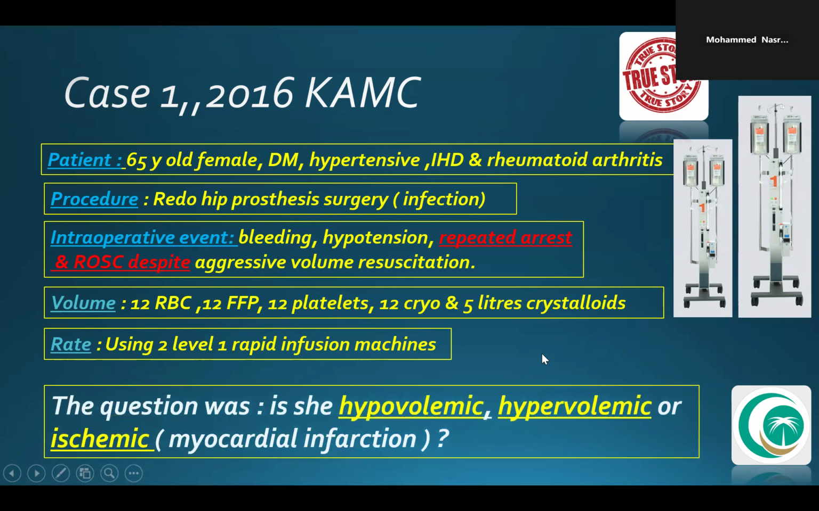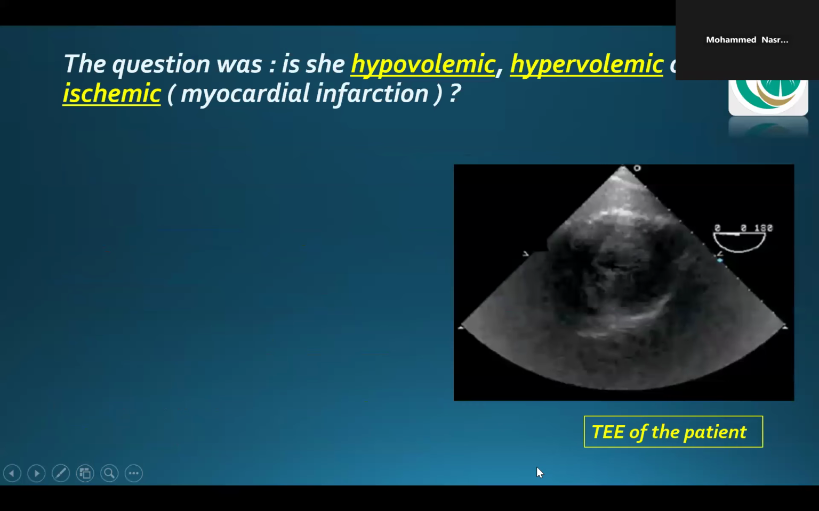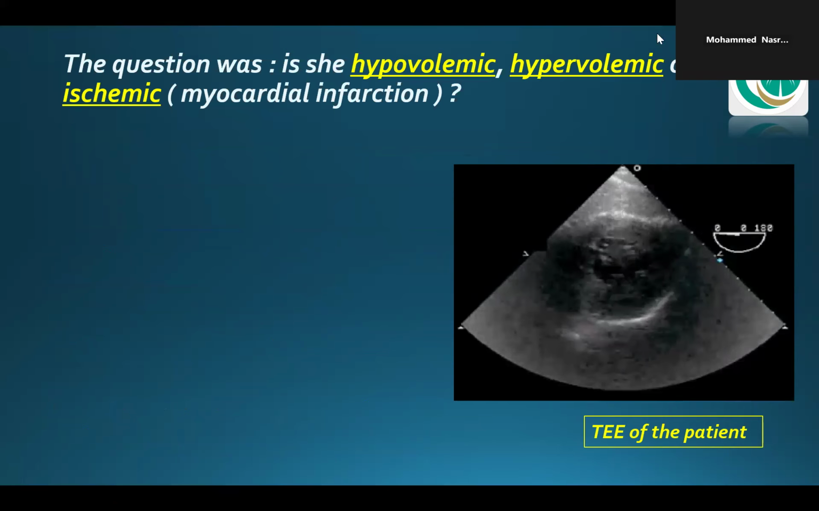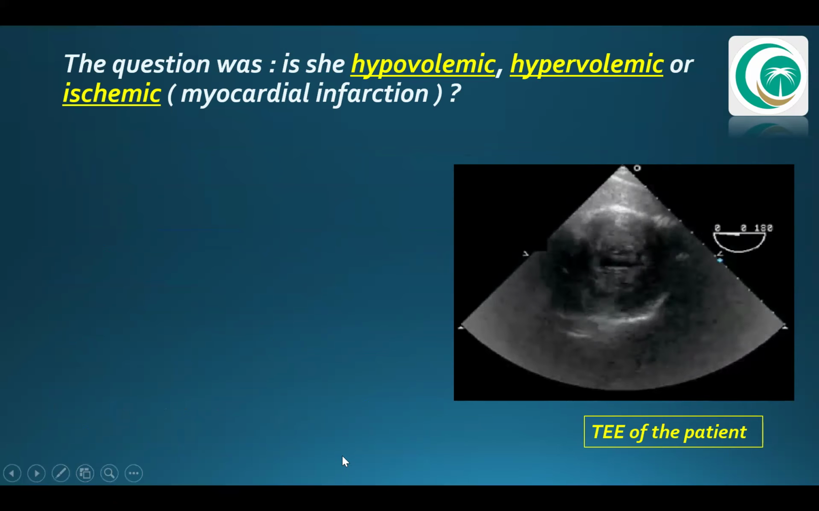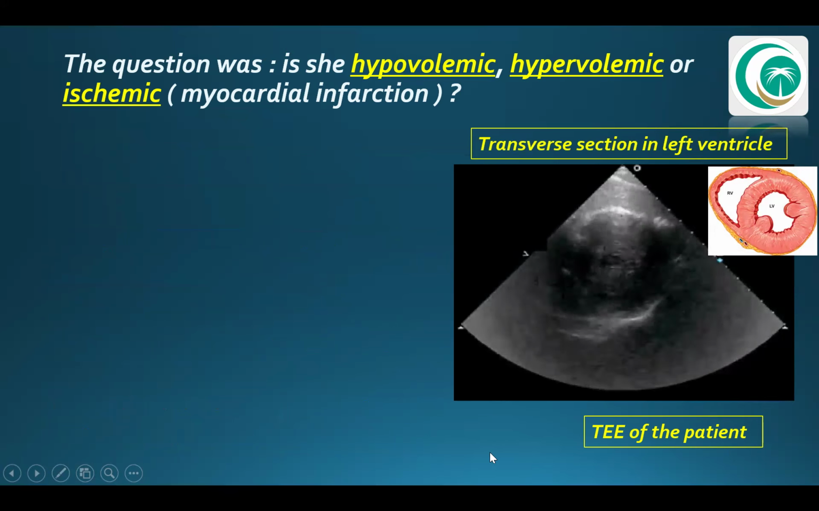And now, at that moment, the question was: is she hypovolemic, hypervolemic, or ischemic? In other words, are we giving too much volume, or less than we should give, or was something else going on because she is already ischemic? She might have myocardial infarction. This is the transesophageal echo of the patient, the TEE, demonstrating a transverse section in the left ventricle.